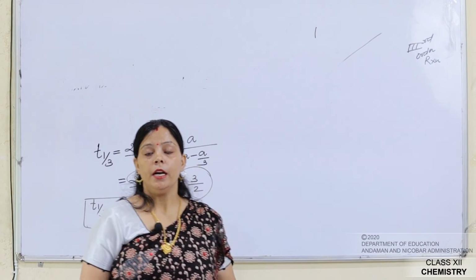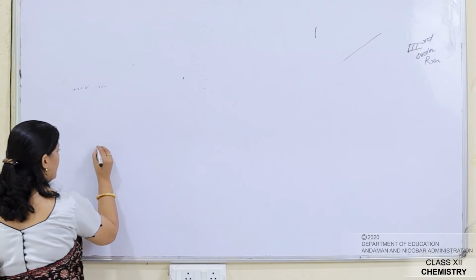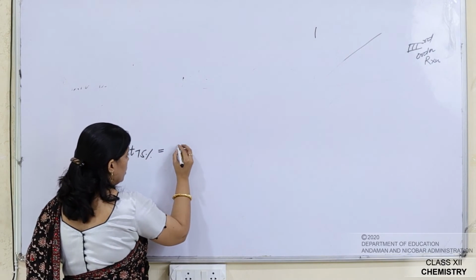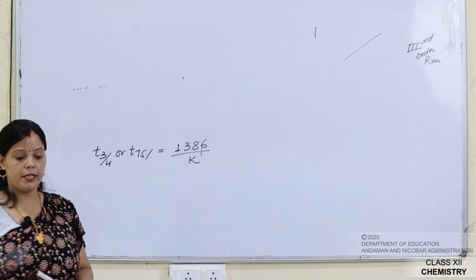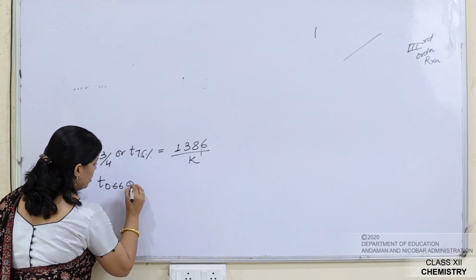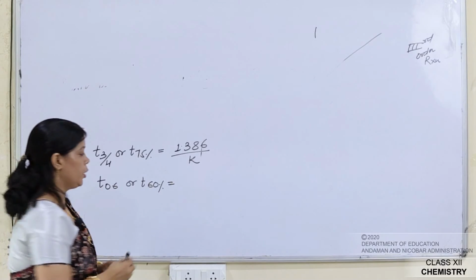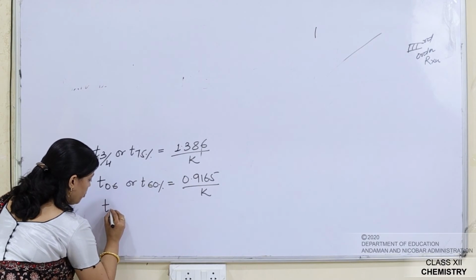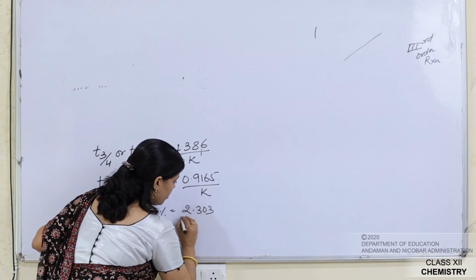Similarly, the time required for different fractions of the reaction can be calculated. The time required for the completion of 75% of the reaction, that is 3 by 4, or T 75% is equal to 1.386 by K. Okay, 1.386 by K. Similarly, for 60%, or 0.6, T 60% is equal to 0.9165 by K. Similarly, for 90%, or 0.9, T 90% is equal to 2.303 by K.